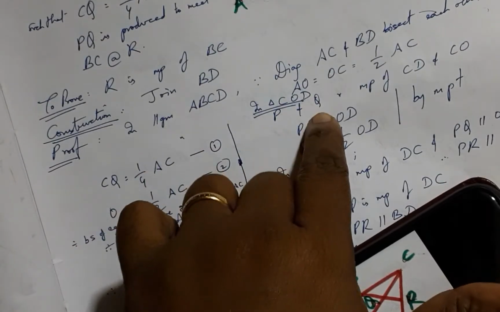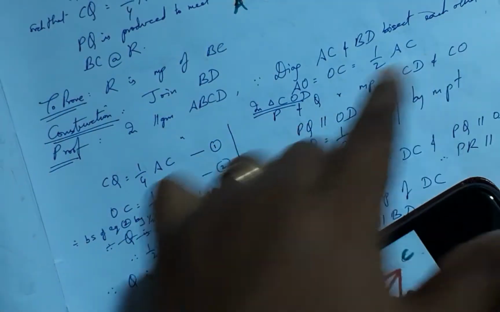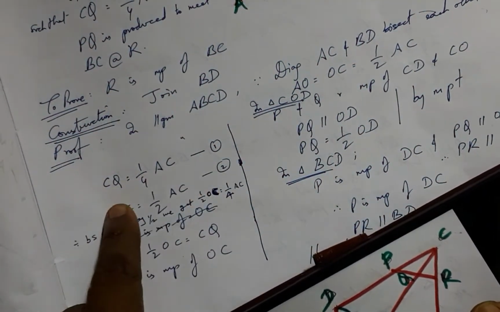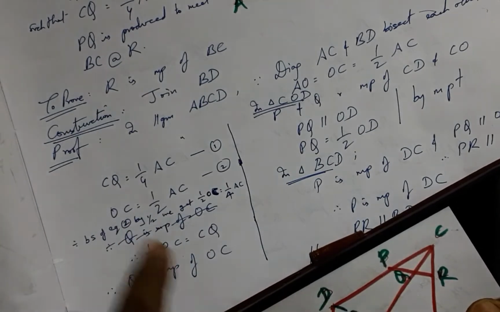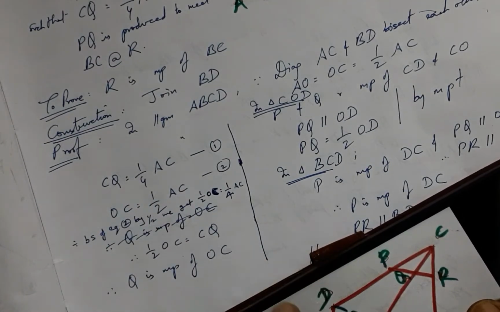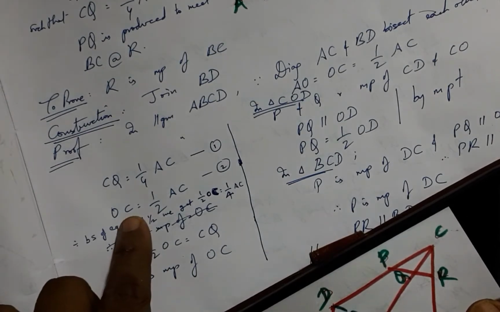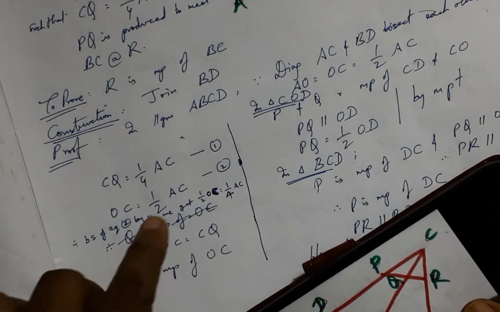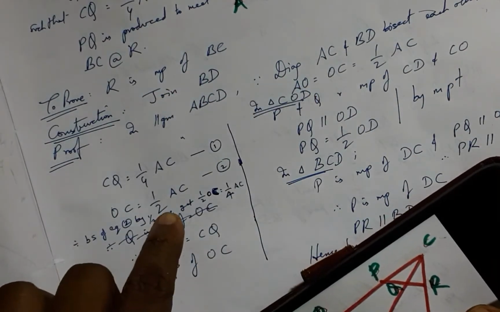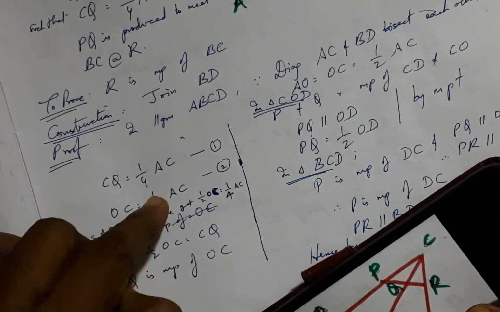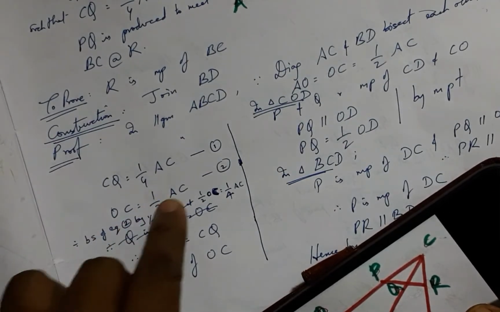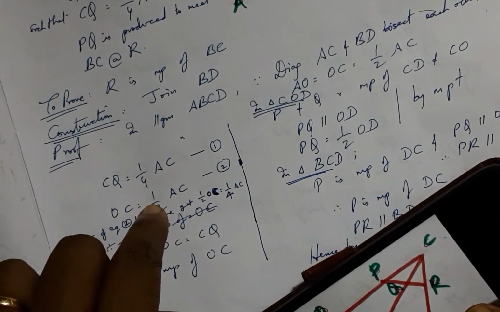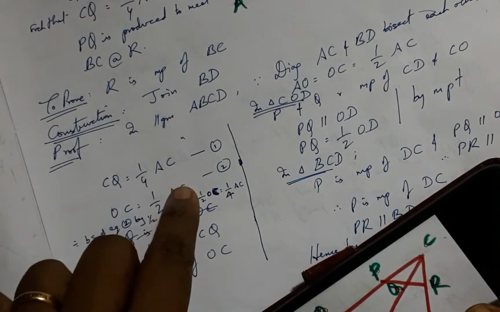Now, before arriving at Q is midpoint of OC, this is the first step wherein it has been given that CQ is 1/4 of AC, and OC is half of AC. Now we have to equate these two things. For that we need to divide both sides by half, then it will be half OC, and half into half is 1/4 of AC.